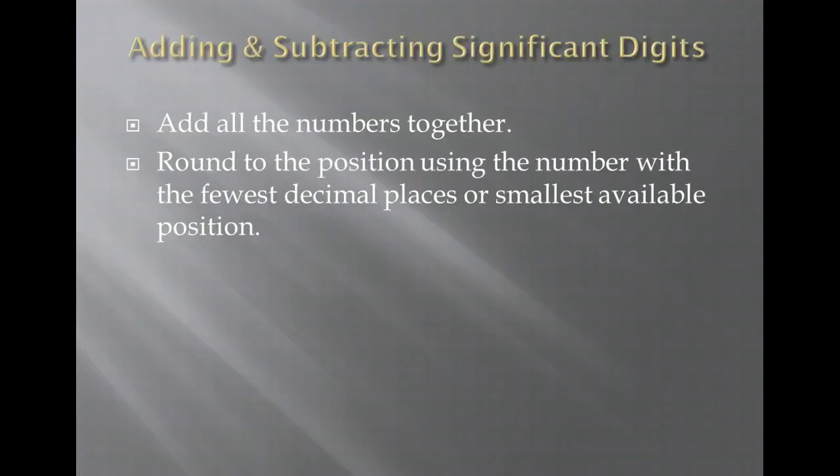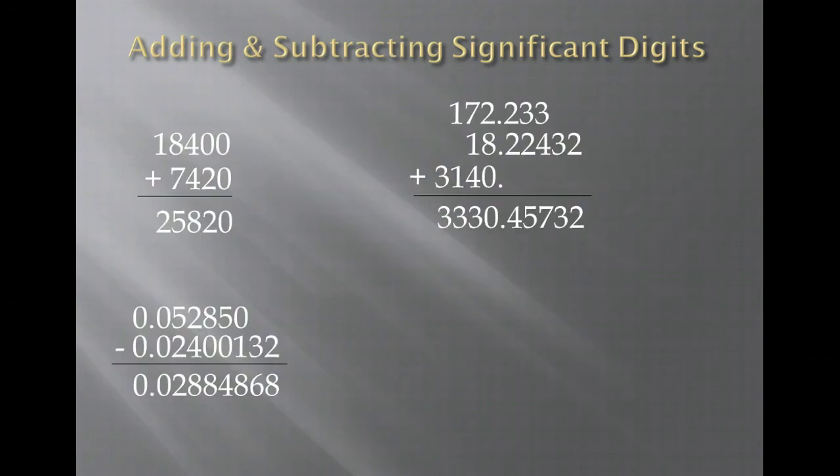When adding and subtracting significant digits, the first rule is to make sure all numbers are added together. This is very simple to do. Take all the numbers, add them together, and come up with an answer. Then the second thing is to round to the position using the number with the fewest decimal places or smallest available position. This can be somewhat confusing, so I have three examples here to help us figure out the problem.